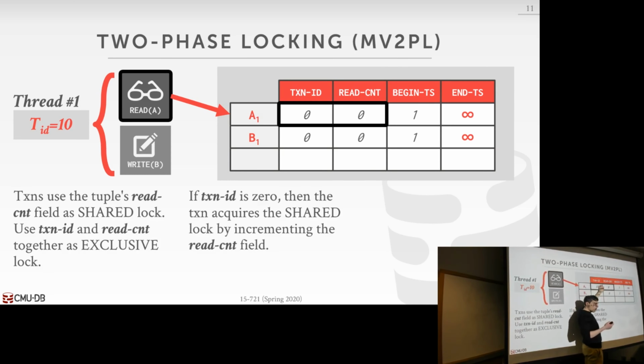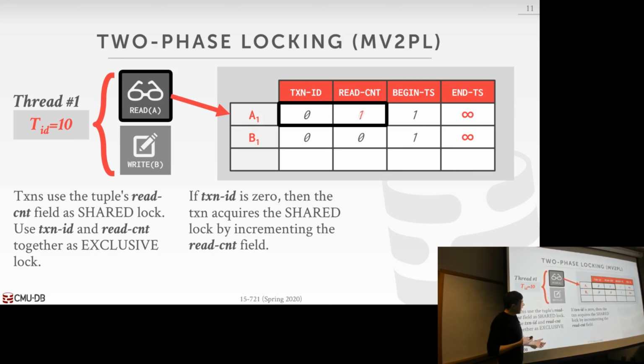x86 allows you to do a 128-bit compare and swap. So I'll check to see that the transaction ID is 0, and then I'll also atomically update the read count to be 1. The way you do that is you set this to be 0 and then increment this by 1 as the result. If I do that, then I have a shared lock on this tuple, and I can read it along with other readers running at the same time.